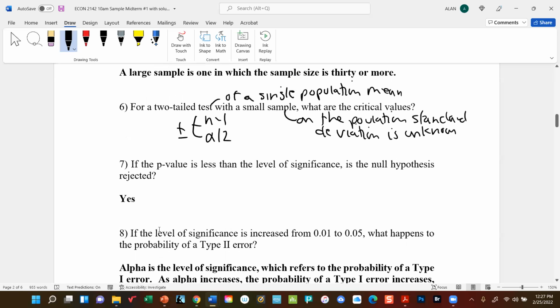If the p-value is less than the level of significance, and remember, level of significance is alpha, they mean the same thing, is the null rejected? Yes, it's just that simple.